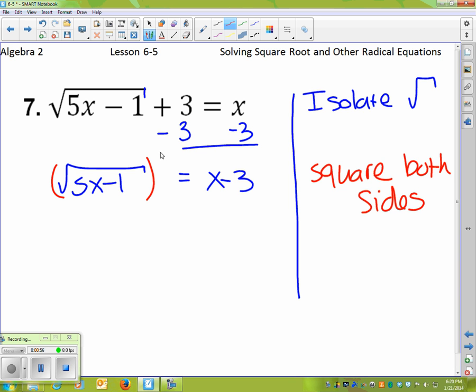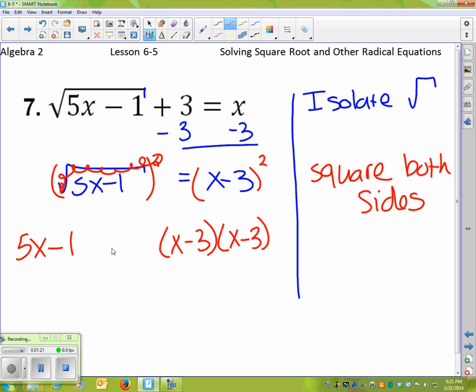By doing that, I square this and it cancels out the radical. So I have 5x minus 1. And then I have to square the right-hand side. When you do this, it is not x squared plus 9. When you square a binomial, that means the entire binomial occurs twice. Which leads us to FOIL.